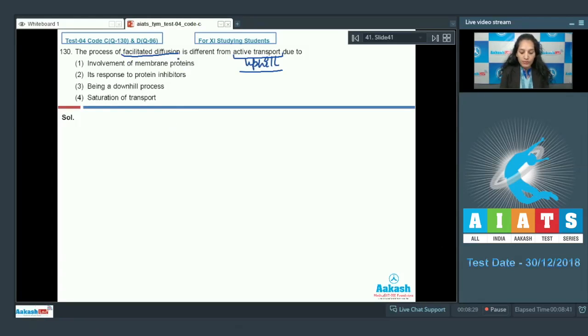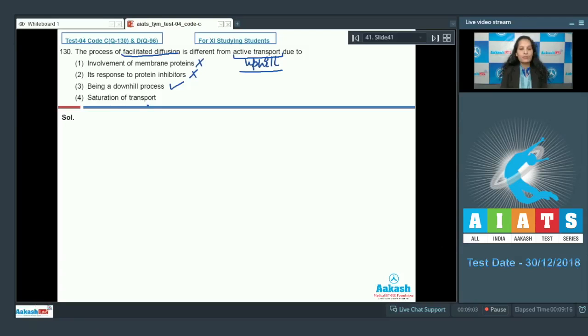So is the process of facilitated diffusion different from active transport due to involvement of membrane proteins? No, both involve membrane proteins. Second, its response to protein inhibitors. No, both respond to protein inhibitors. Being a downhill process. Yes, because facilitated diffusion is along the concentration gradient, whereas active transport is against the concentration gradient. Hence, facilitated diffusion is downhill, whereas active transport is uphill.